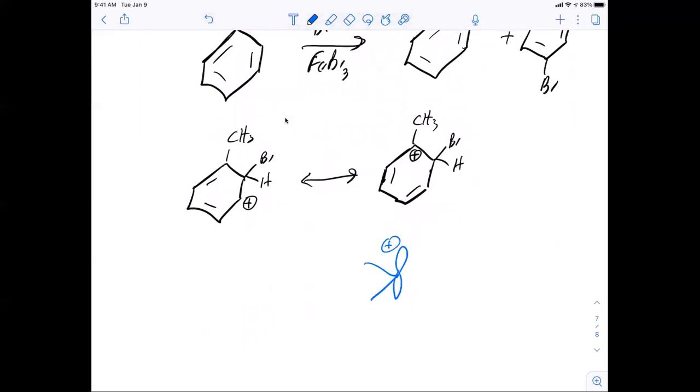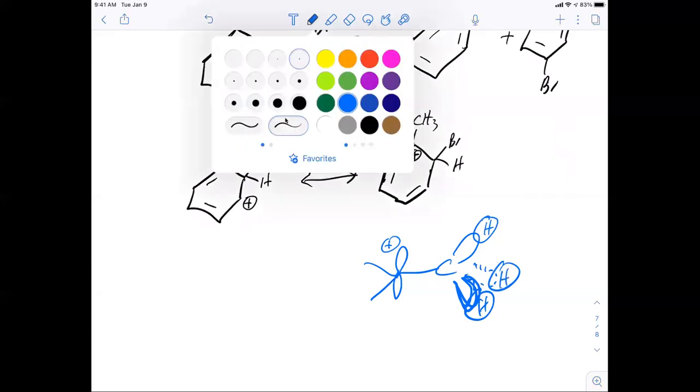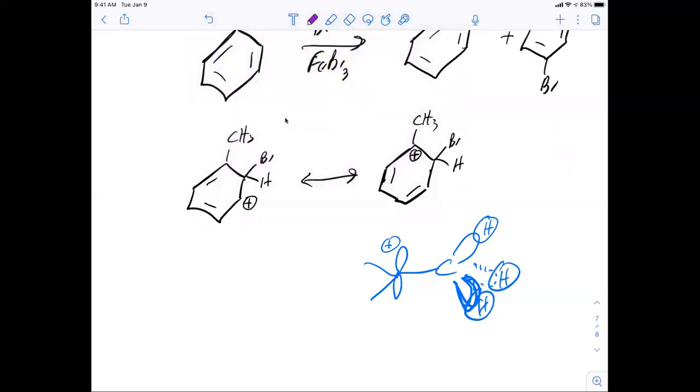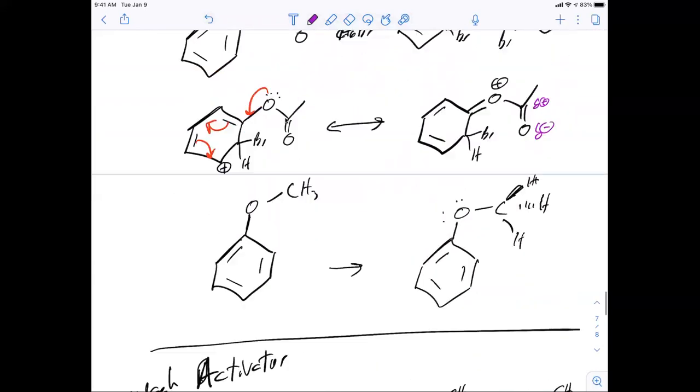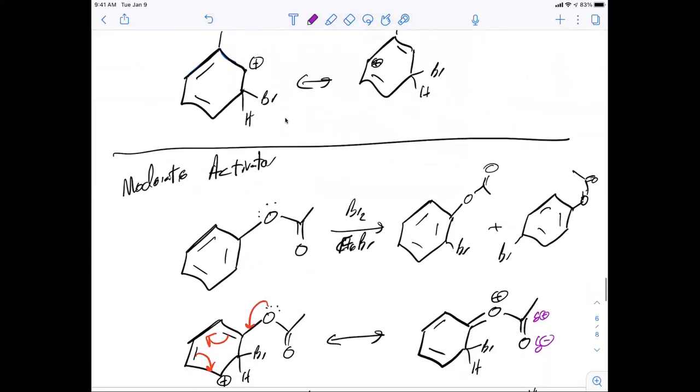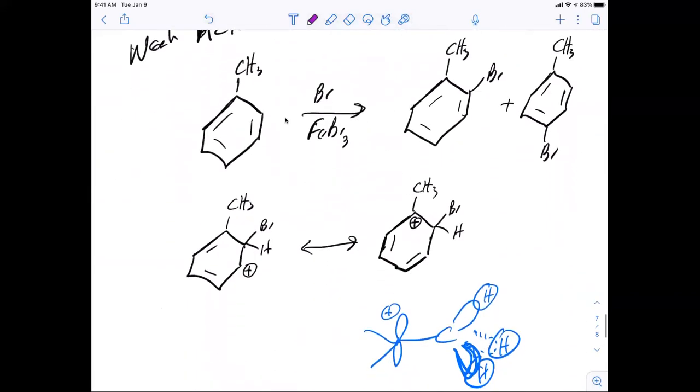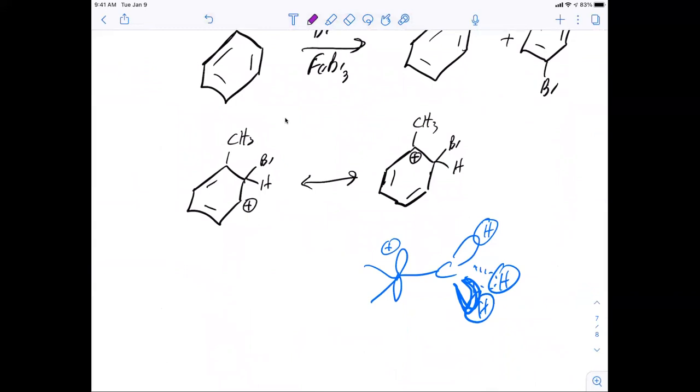Well, we've got that p orbital. We've got that carbon. Can I do a full resonance with the methyl group? Is there a lone pair on the methyl group that allowed me to do a full resonance like I did up here? No. So how does this stabilize that? It stabilizes that under hyperconjugation.